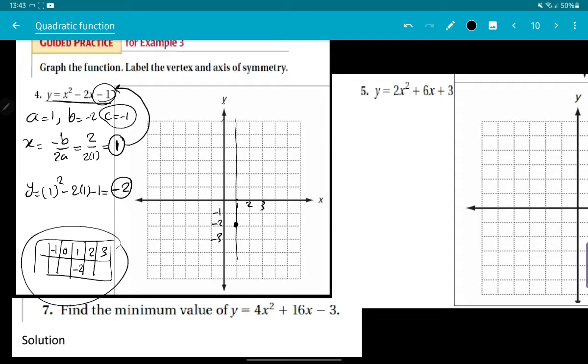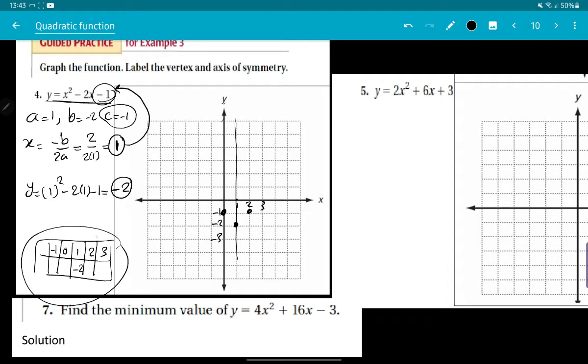So the graph should intersect with the y-axis in this point, which is -1. So there's a point here. And we have the axis of symmetry. That's why without any calculations, you should know that we have a point here because this is a mirror. Now you have 3 points.